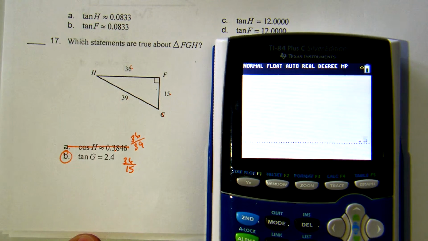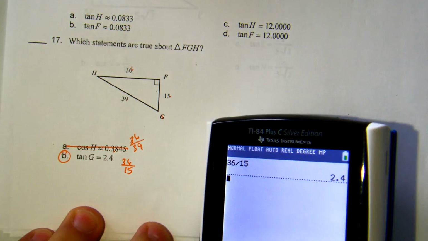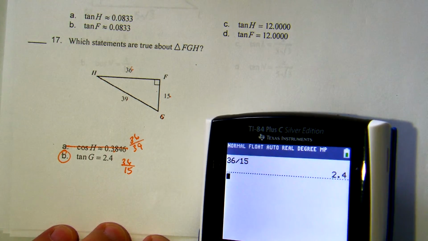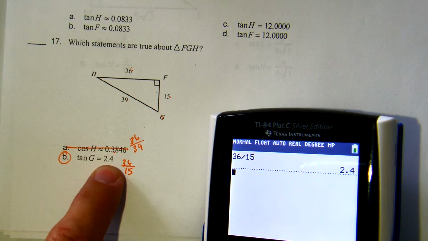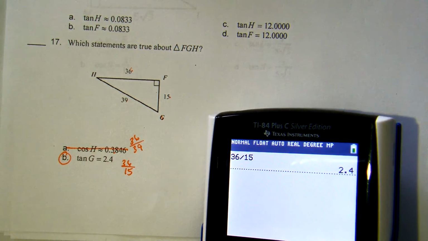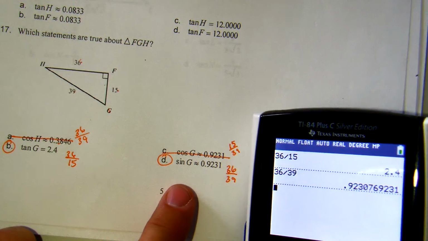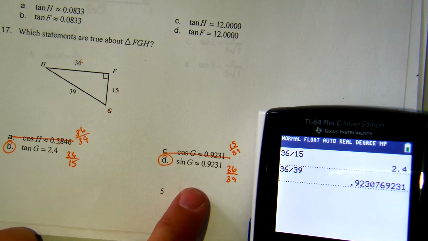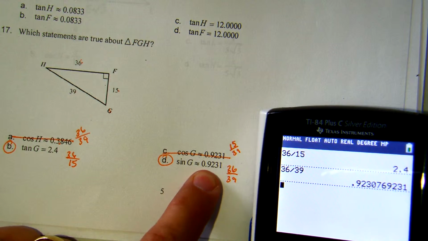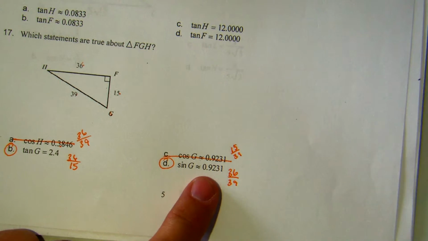If you put in 36 divided by 15, what do you get? 2.4. So the tangent of G should be 2.4, and it is. If we put those side lengths over each other, we get 2.4. All right? And on this one, sine of G, 36 divided by 39 should be 0.9237 or 07, and sine G is equal to that decimal form, and so that is the correct answer. Simple enough.